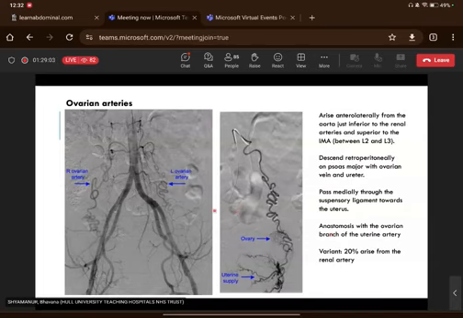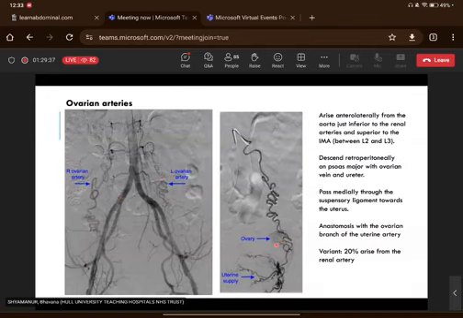You can see these vessels on an angiogram. So the ovarian arteries arise anterolaterally from the aorta, and they arise just inferior to the renal arteries, but above the IMA. So probably between the levels of L2 and L3. They descend retroperitoneally with the ovarian vein and the ureter, pass through the suspensory ligament, which is part of the broad ligament, and towards the uterus.